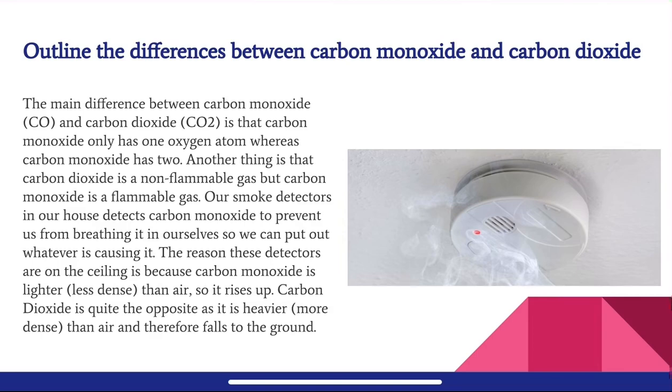Now, outline the differences between carbon monoxide and carbon dioxide. The main difference between carbon monoxide and carbon dioxide is that carbon monoxide only has 1 oxygen atom, whereas carbon dioxide has 2. Another thing is that carbon dioxide is a non-flammable gas, but carbon monoxide is a flammable gas. Our smoke detectors in our house detect carbon monoxide to prevent us from breathing it in, so we can put out whatever is causing it.